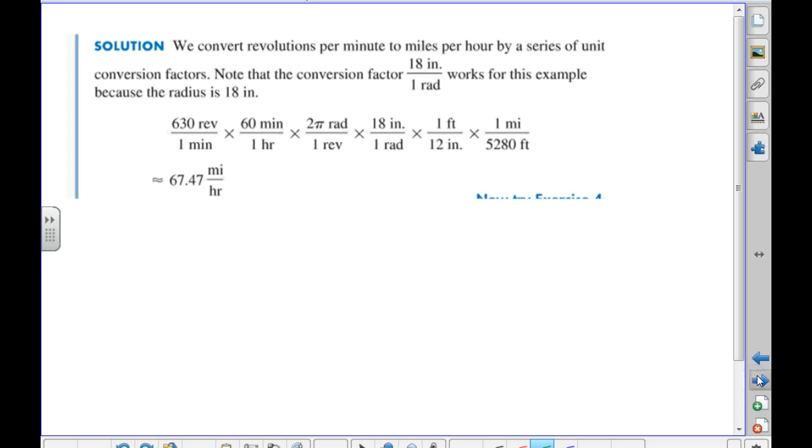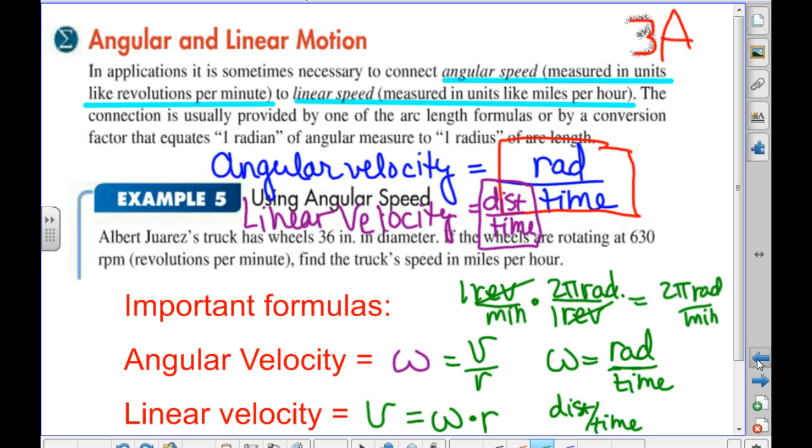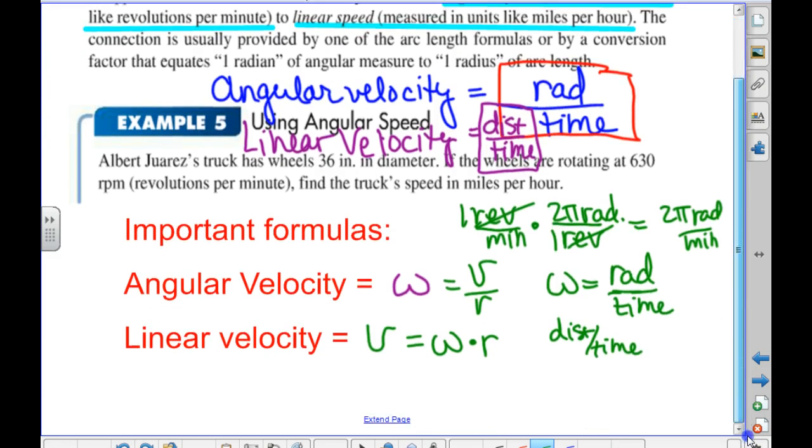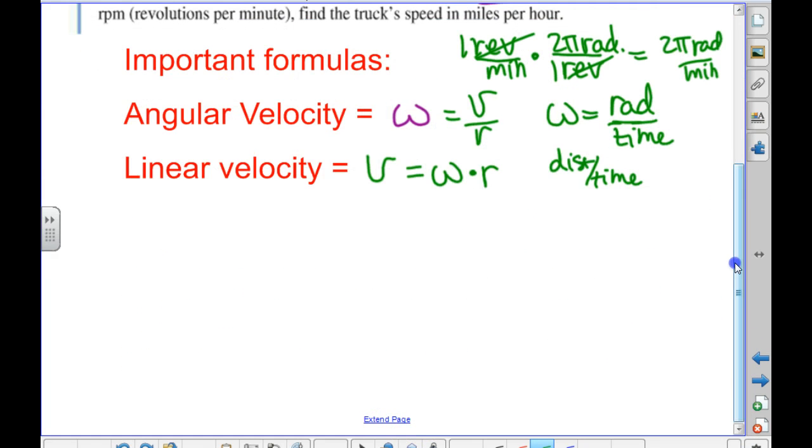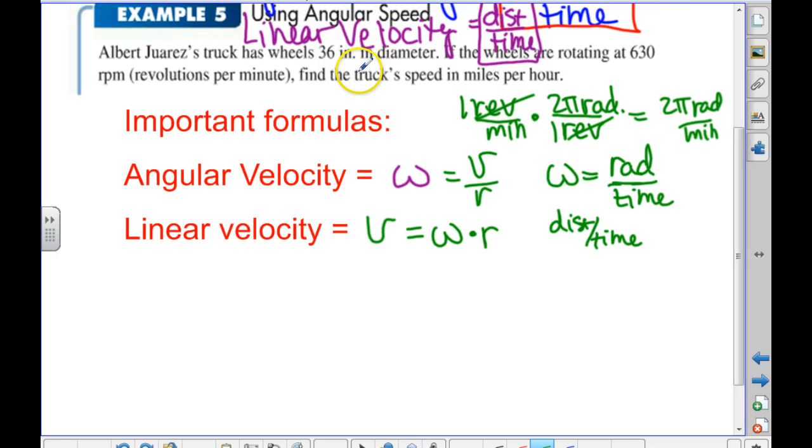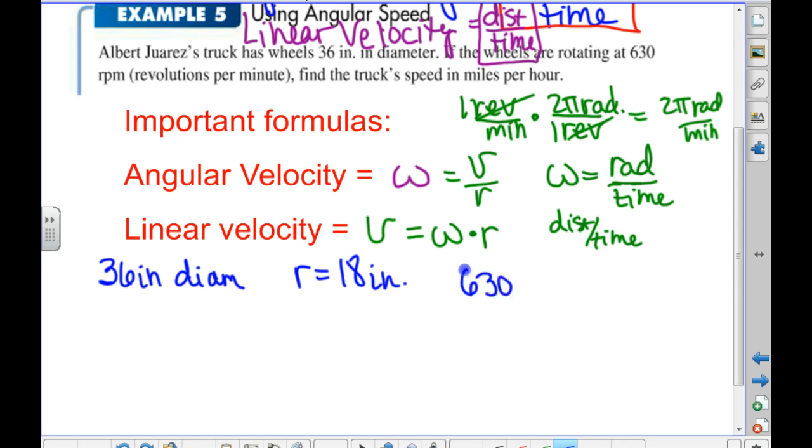I'm going to go answer this question that was on this page, only I've covered it with stuff. Okay. It said we had a 36-inch wheel on his truck in diameter. That's a big tire. 36-inch diameter means what for the radius, guys? 18. Radius is 18 inches. Good. If the wheels are rotating at 630 revolutions per minute, RPMs, we need to find miles per hour that this truck is traveling.